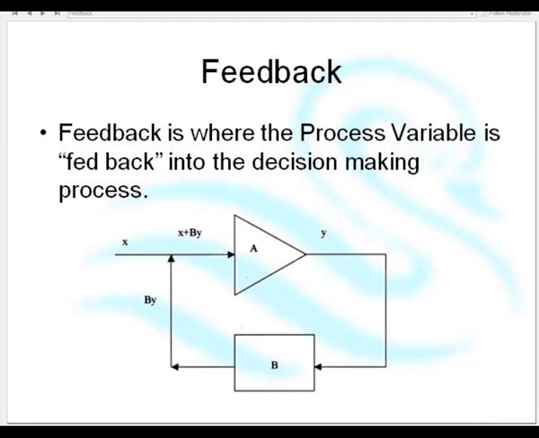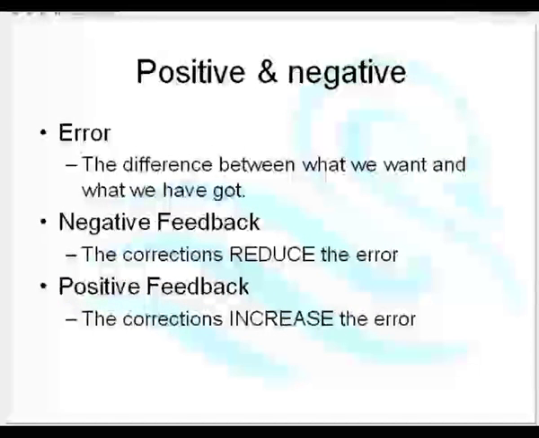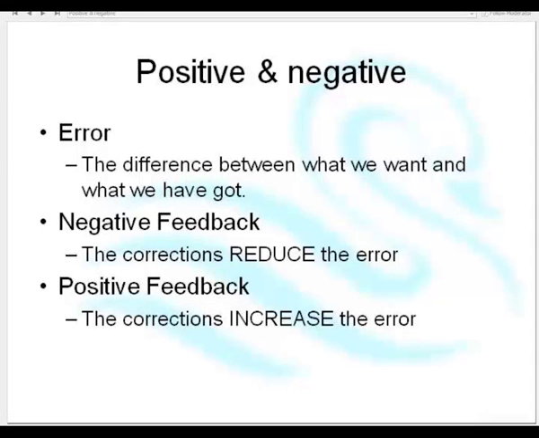So in other words, we make a change and then we check to see whether the change was okay, and then based on that we make another change. So feedback feeds back. There can be positive or negative feedback. What we do is we generate a thing called the error. And the error is the difference between what we want, which is the set point, and what we've got, which is the process variable.